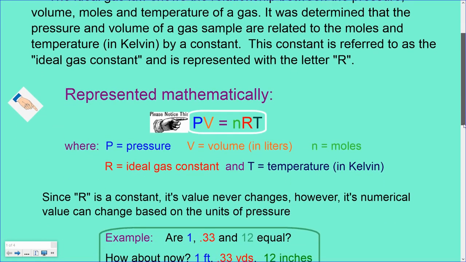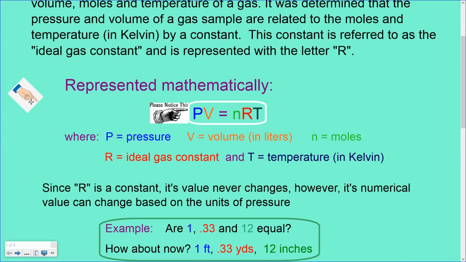Since R is called the gas constant, that means its value never changes. However, its numerical value can change based on units of pressure being used in the problem. That seems contradictory at first. Here I'm saying that the value of R doesn't change. So I try to think of an example that I could give to you that would relate this and make it sink in with you.